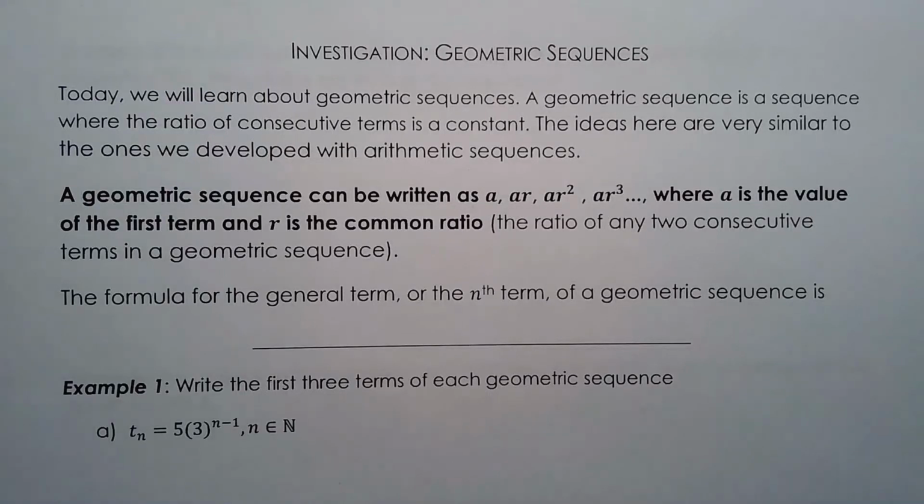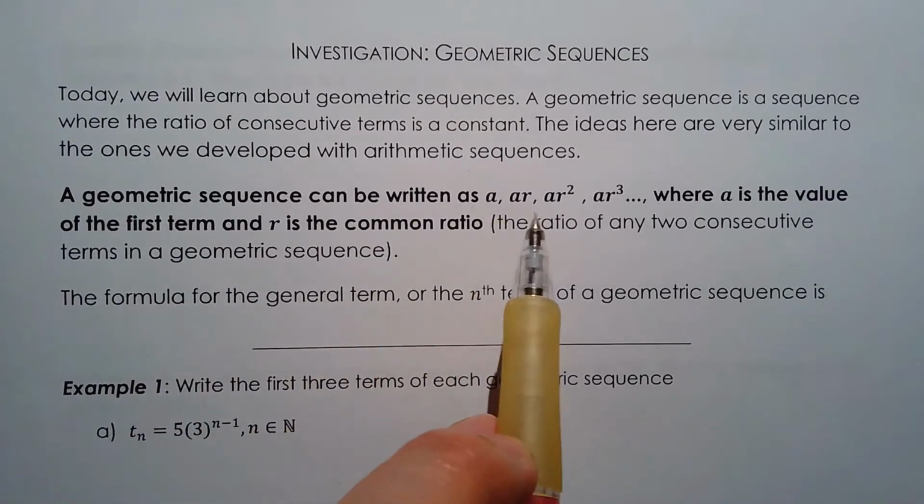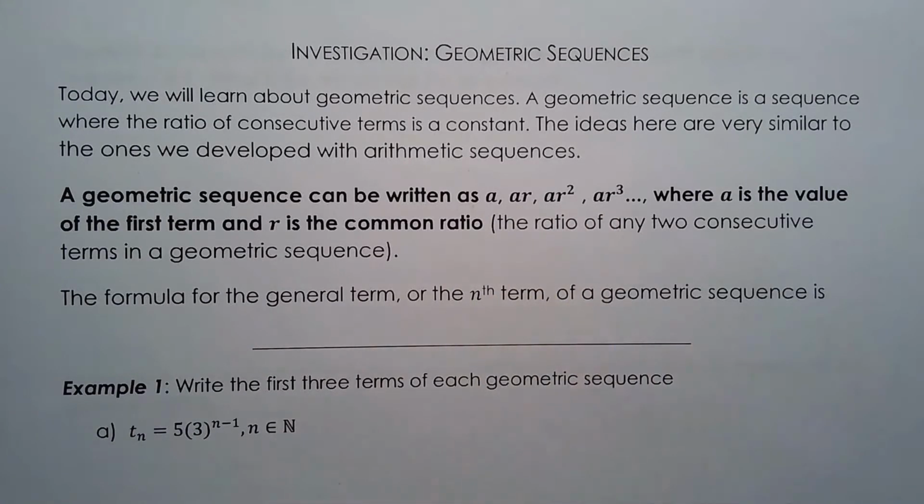So now that we're comfortable with arithmetic sequences, it's time to move on to the second type of sequence that you need to recognize in this course, which is a geometric sequence. Most of the sequences we give you are either an arithmetic sequence or a geometric sequence. So what is a geometric sequence? We know how an arithmetic sequence is defined. A geometric sequence can be written as a, ar, ar squared, ar cubed, and so forth.